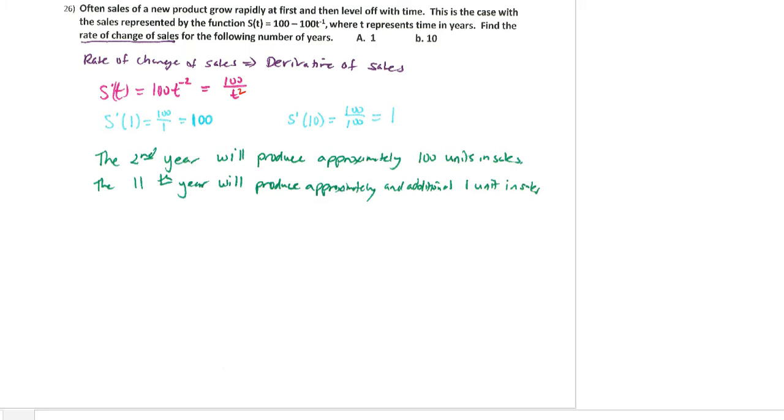When you look at the blue portion I plugged in, S prime of 1, 1 squared is 1, which is in the denominator. Over here, 10 squared is 100. So I had that piece correct. So the second year will produce approximately 100 units in sales, because that's coming from here, because that's the next year, right? The 11th year, which is the next year of S prime of 10, will produce approximately an additional 1 unit in sales. Okay? Because what we were doing was finding the rate of change of sales when we use this formula.